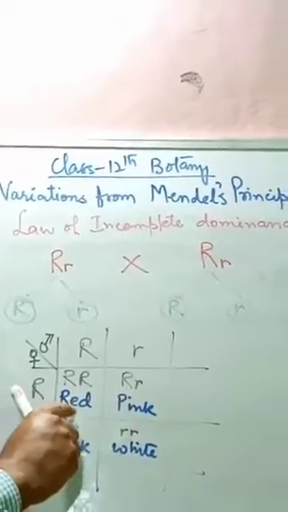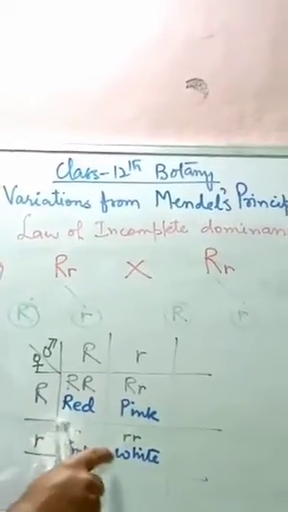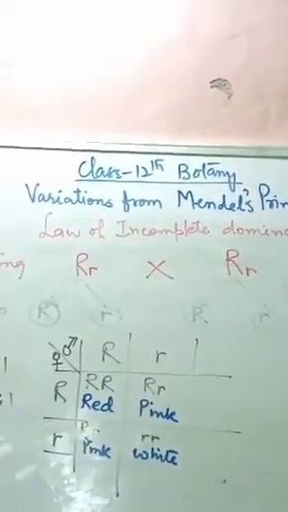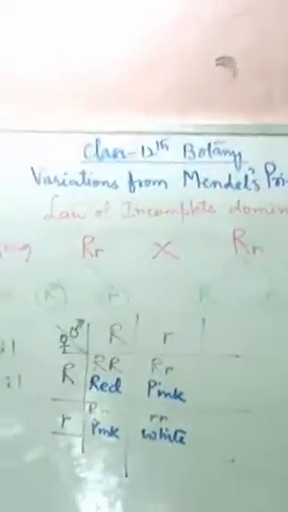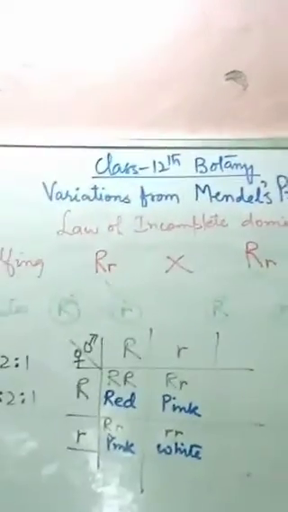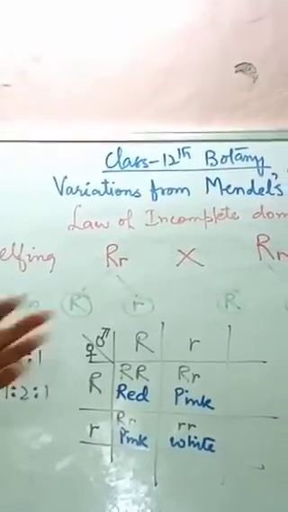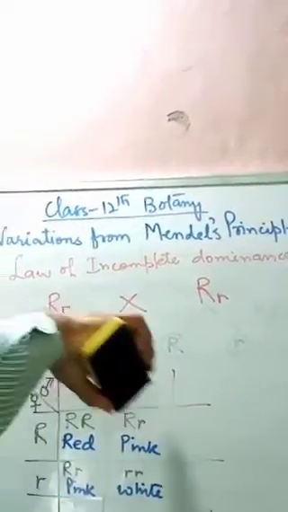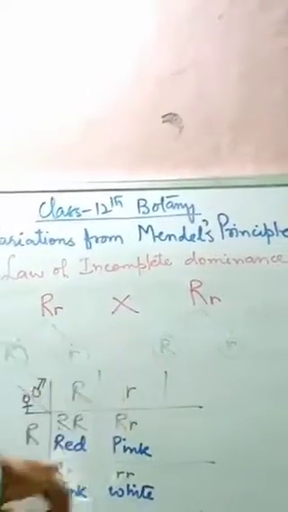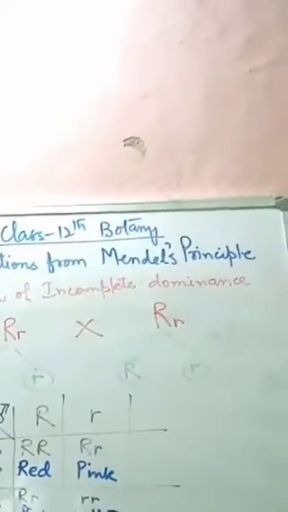But the phenotypic ratio: this is red, this is pink, this is pink, this. But when we look at Mendel, the normal Mendel ratio that comes to us, the phenotypic ratio comes to 3:1. So here we will see that the dominant gene we have does not fully express itself. This is called the law of incomplete dominance, and this was the example of the four o'clock plant and the snapdragon flower.